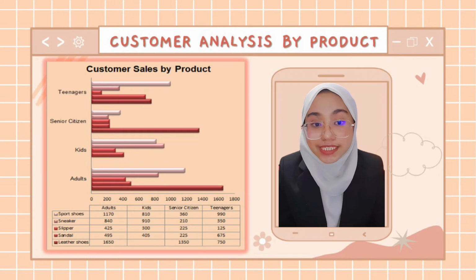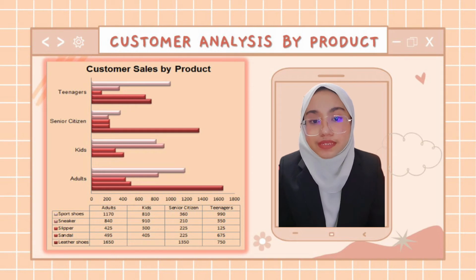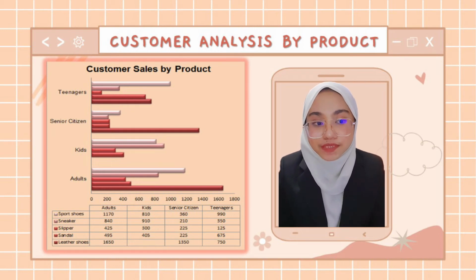So for the teenagers group, the highest product sold was sport shoes, with total sales of 990 ringgit Malaysia, and the lowest product sold was the slippers product, with total sales of 125 ringgit Malaysia.